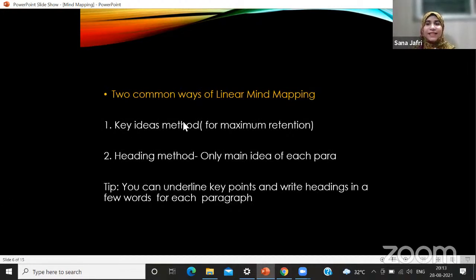So what do you do in the key idea method? This method is adopted for maximum retention. You try to pick up each and every key idea. Now class, one thing I have to assert here.